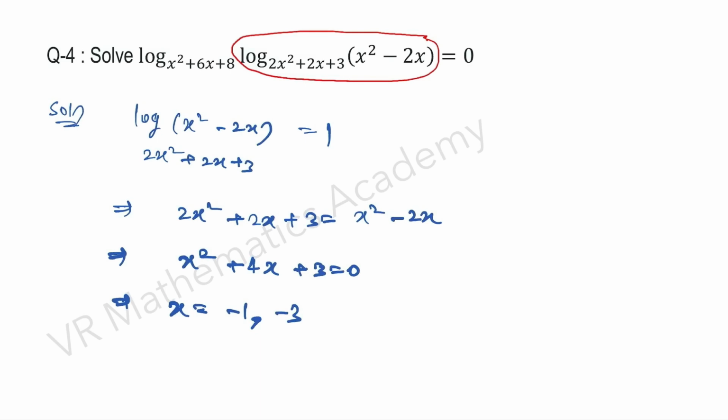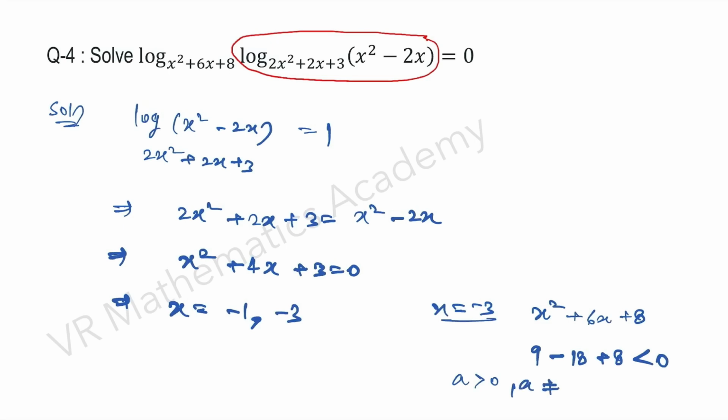But we know that when we put x equals minus 3 in the base x square plus 6x plus 8, it will be 9 minus 18 plus 8, which is less than 0. And we know that the base, that is small a, is always greater than 0 and not equal to 1. So x equals minus 3 does not satisfy. That's why x equal to minus 1 is the only solution of this equation. I think you understand this solution very clearly. Again, we move to the next question.